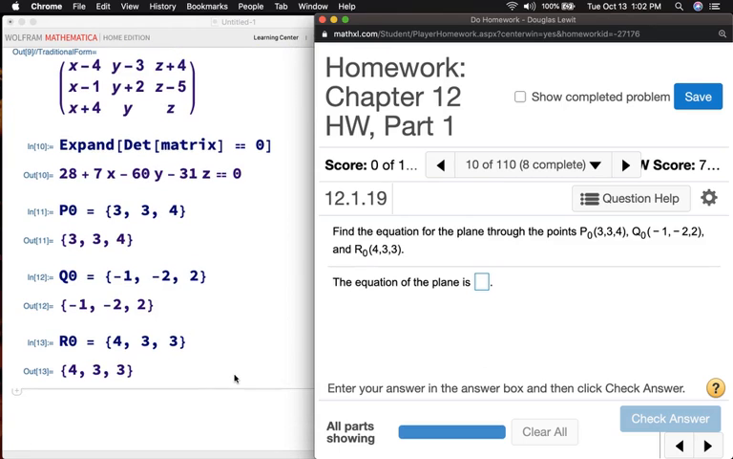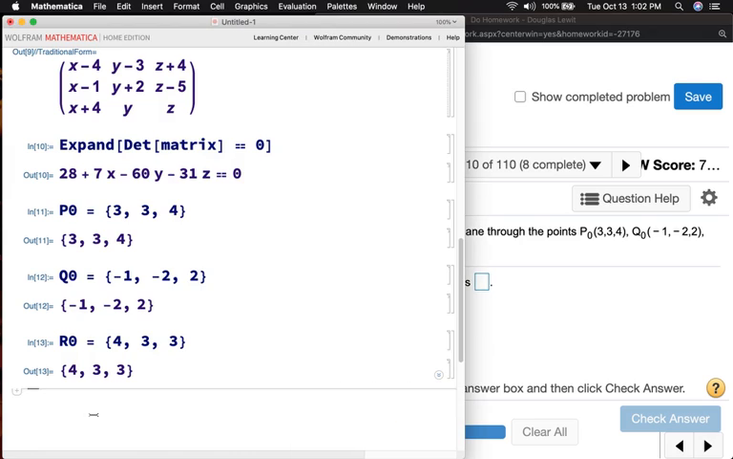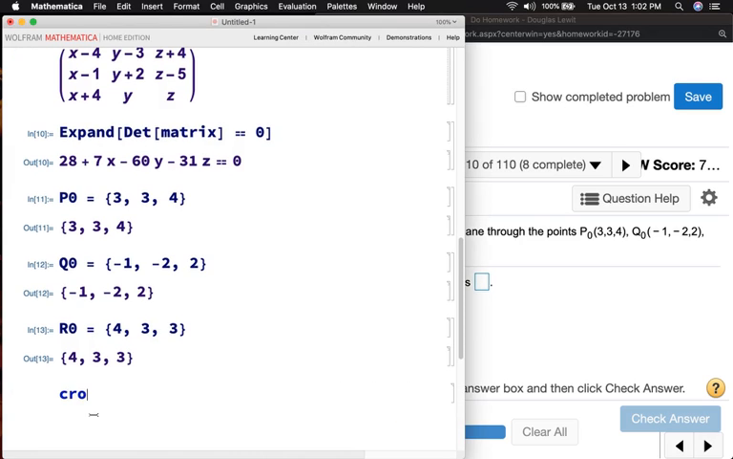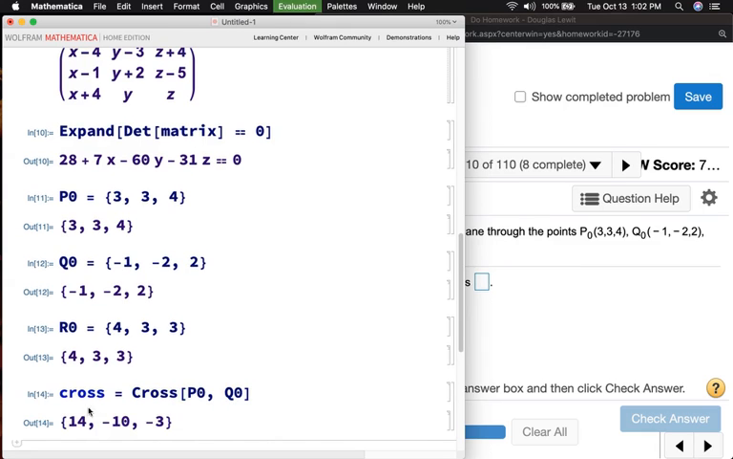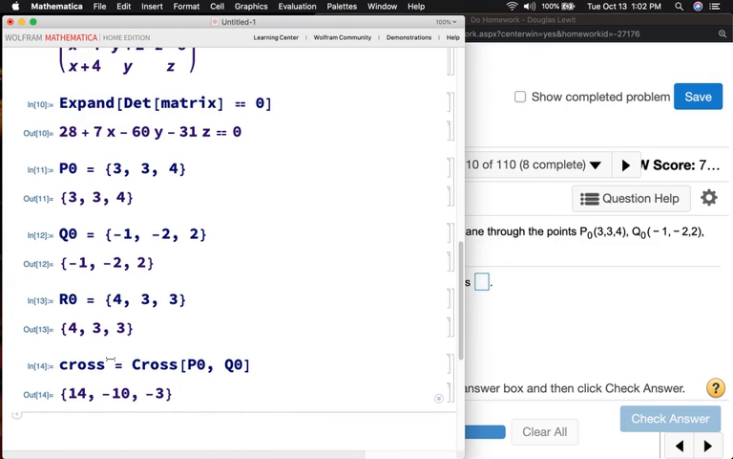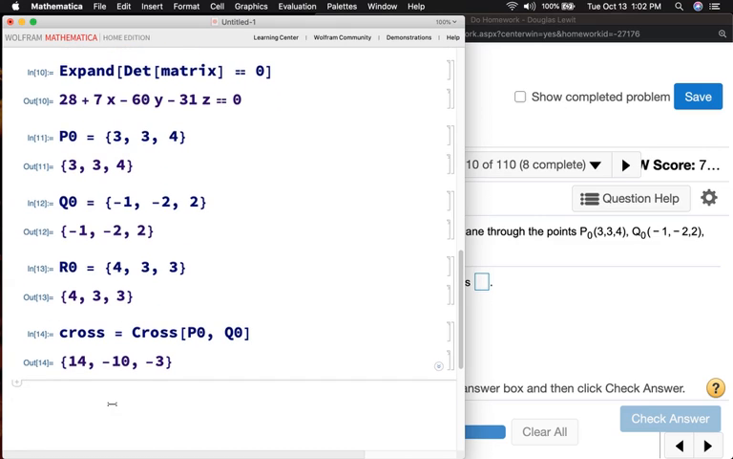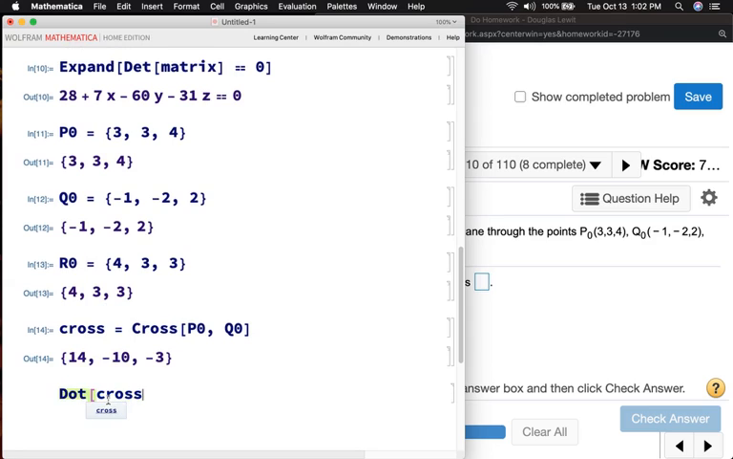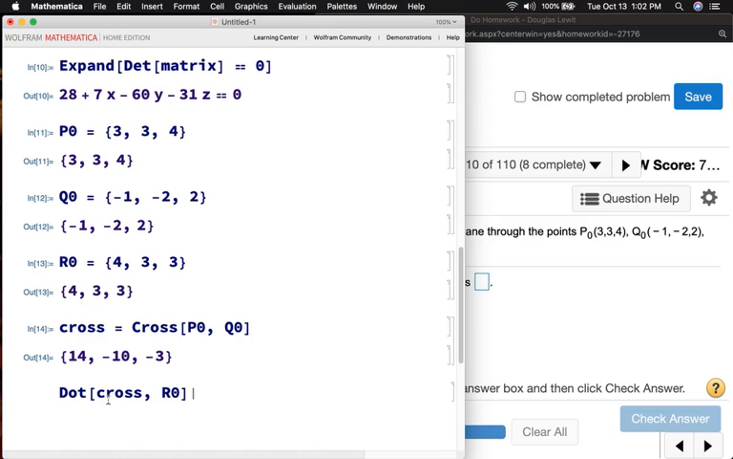So this time I'm going to take the cross product of 2 of these vectors, and then the dot product of this cross product with the 3rd vector. So the dot product of the cross with R0 is equal to 0. Let's expand it.